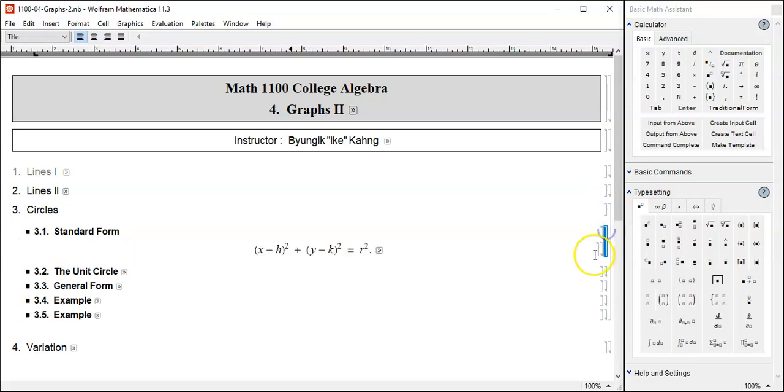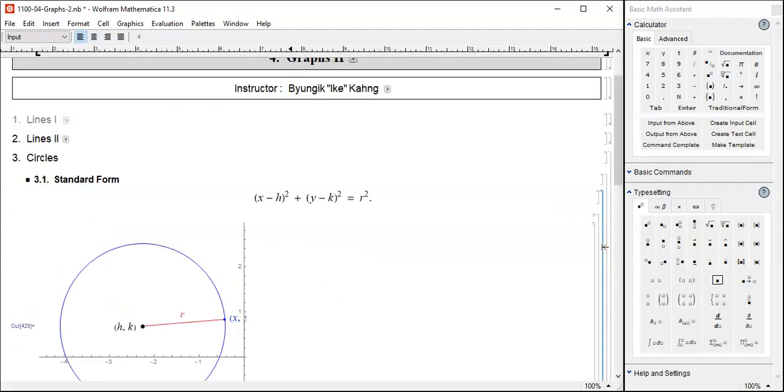Here's the standard form of the equation of the circle. A circle centered at (h, k) with radius r can be written as this equation: (x minus h) squared plus (y minus k) squared is equal to r squared. r is the radius and (h, k) is the center. Here's a visualization.